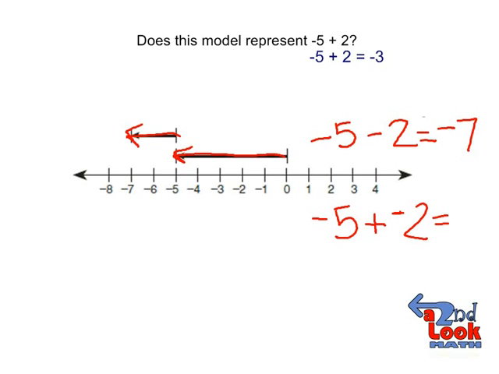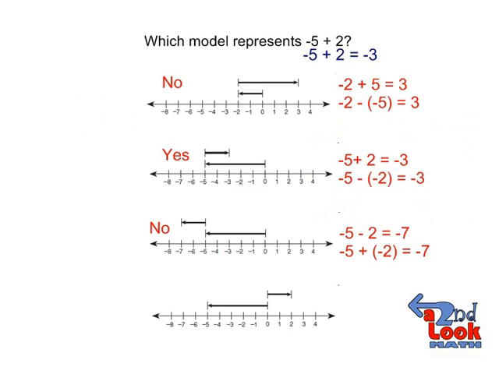And here we have negatives combined with negatives. So that's exactly what I was saying before. Negatives combined with negatives make more negatives, so this is a negative 7. Either way we write this, this is not a representation of negative 5 combined with a positive 2. So we're going to say no for that one.